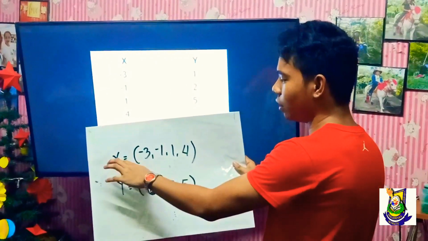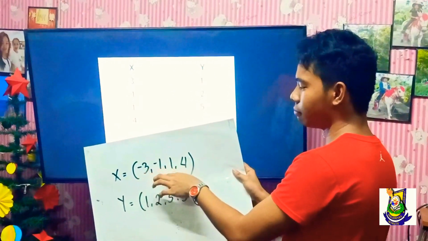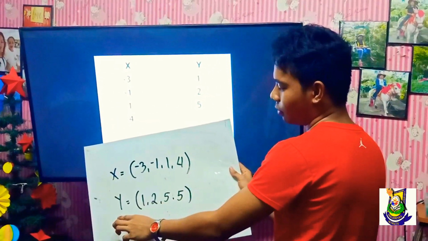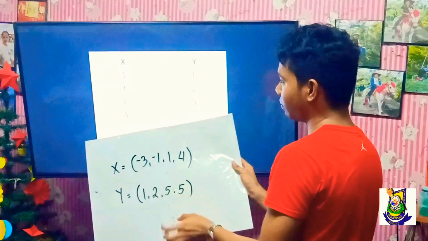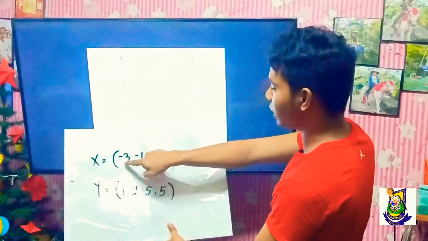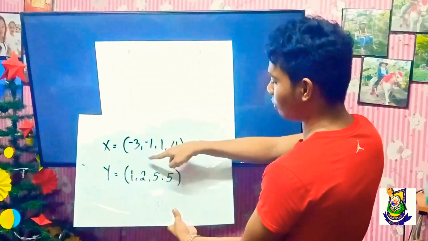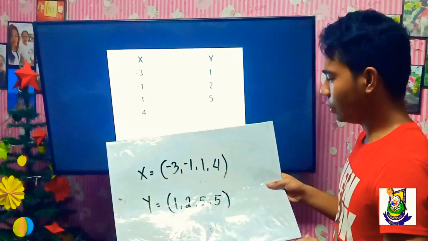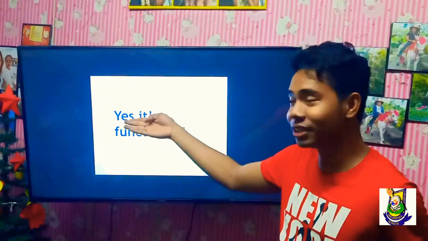As you can see, the values of x are negative 3, negative 1, 1, and 4. And the values of y are 1, 2, 5, and 5. The pairs are negative 3 and 1, negative 1 and 2, 1 and 5, and 4 and 5. And yes, it's a function.